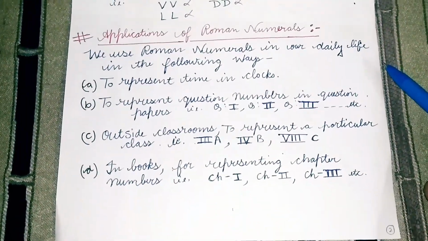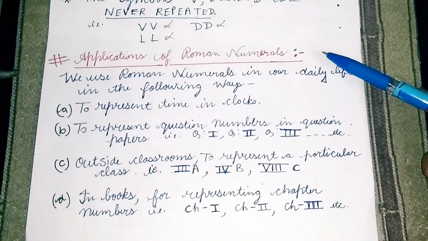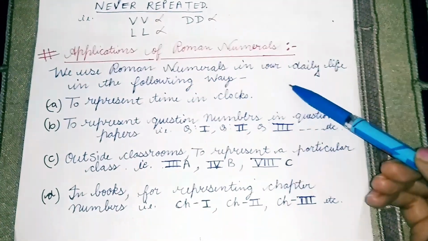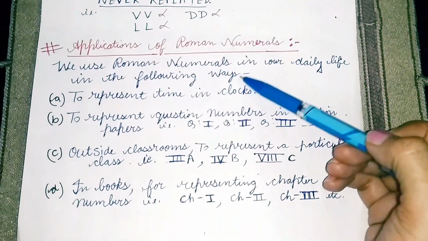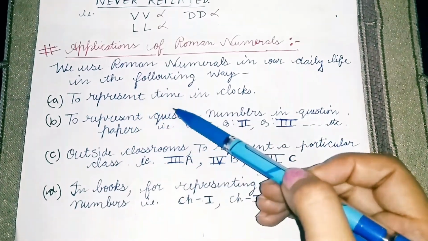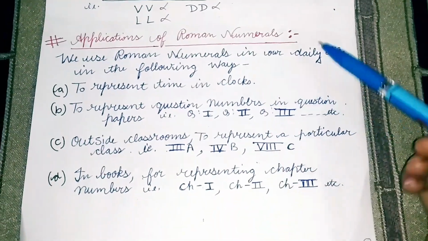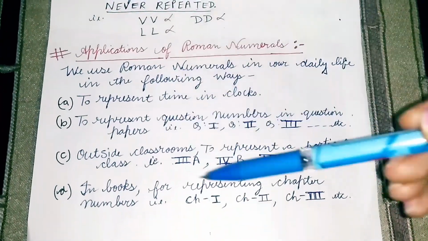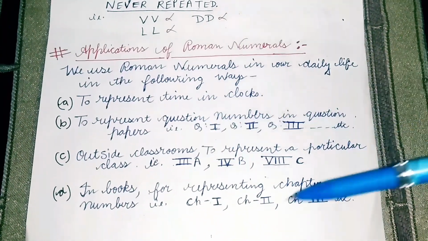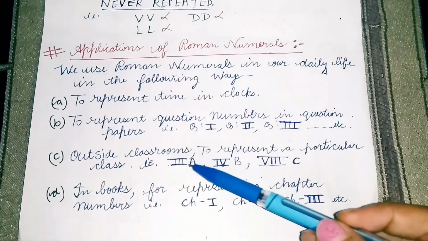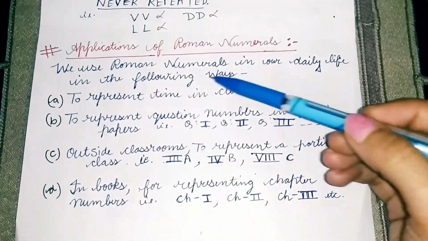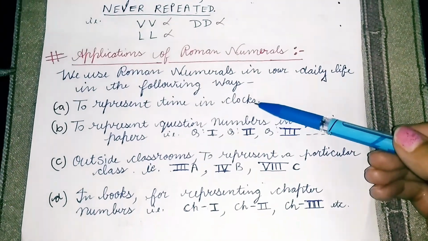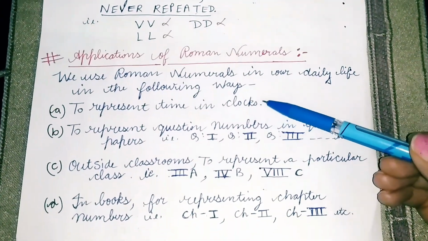Here you will see where do you use Roman numerals in your everyday life. We use Roman numerals in our daily life in the following ways. First point, to represent time in clocks and watches. Children, you must have noticed that the symbols used in a clock or your watch are according to some symbols like these. So these represent the Roman numerals which are used to represent time in your clocks or watches.